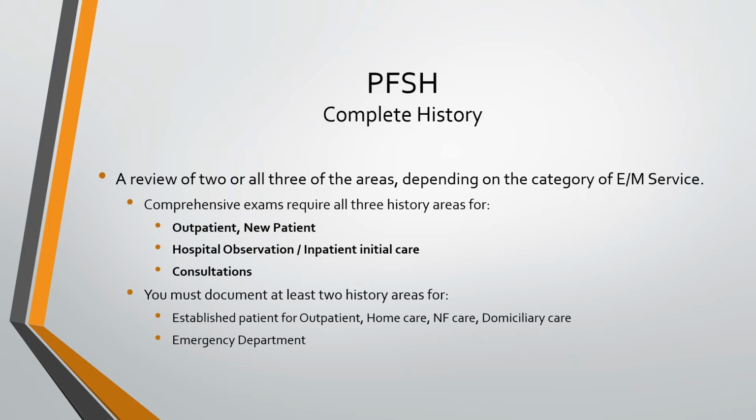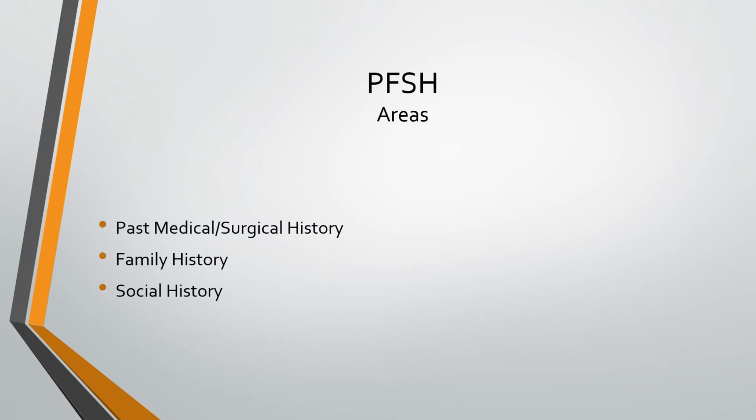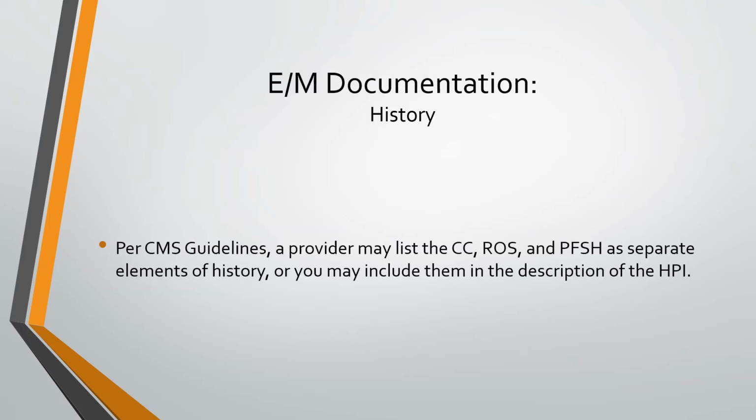Preferentially, you're covering all of these for your document. This is a reiteration of those areas. They consider past medical surgical as one area, and then family history and social history. Per CMS guidelines, all of this information in the history section can be included in the HPI, but practically when you're performing documentation during your training here, we absolutely recommend separating these out, but it is not necessary per CMS guidelines.